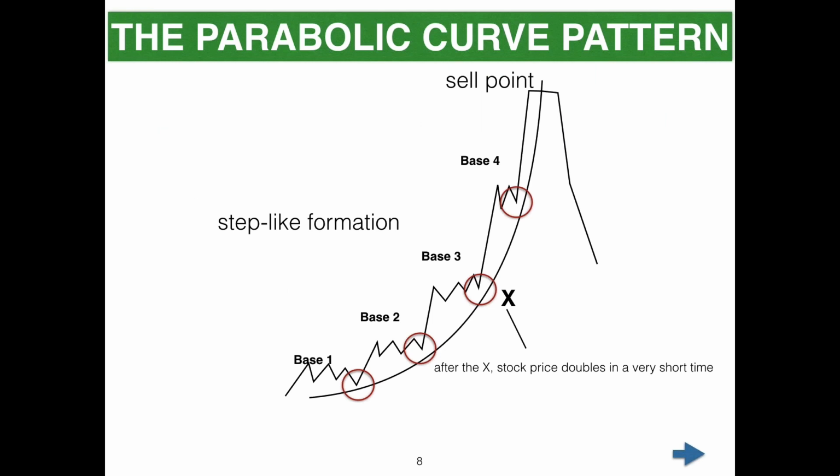Here's what the parabolic curve pattern looks like. The parabolic curve pattern creates multiple basing out patterns. Each time a basing out pattern is completed, it results in an almost vertical move up to the next basing out pattern, thus creating a step-like formation. At the end of base 3, marked X, the price of the stock is estimated to double in a very short time. Base 4 occurs just before the peak, and then a sell point at the end of the run is manifested in a sudden break of the parabolic curve and prices drop quickly.